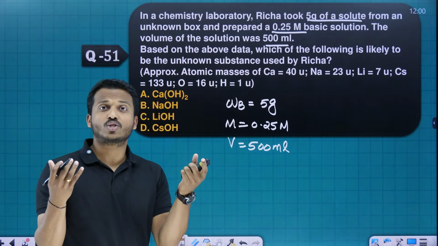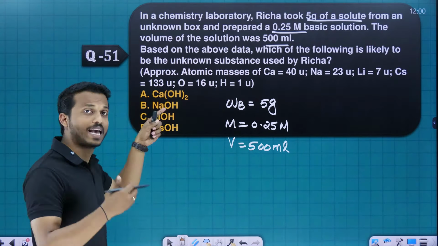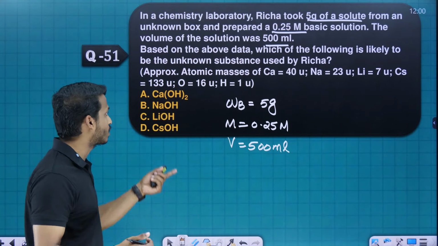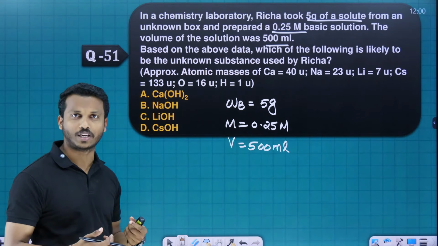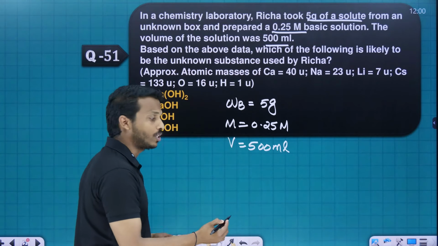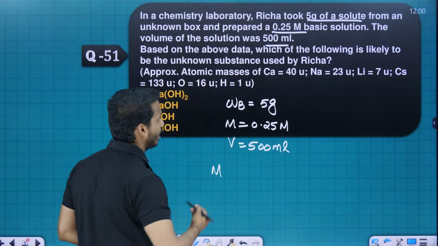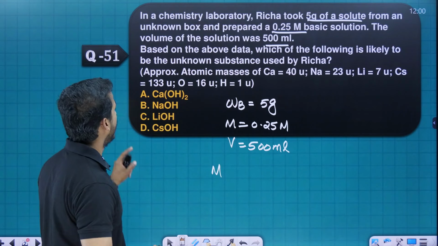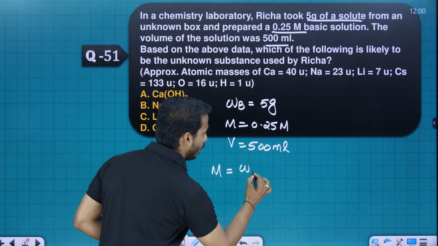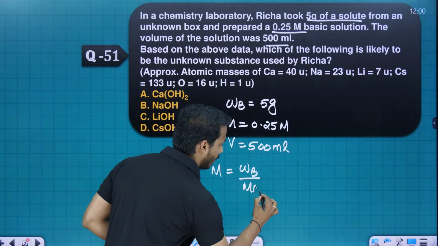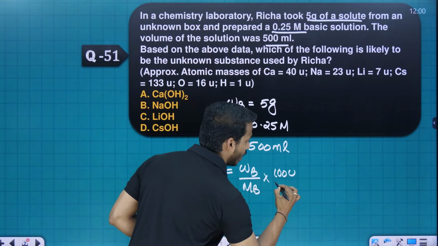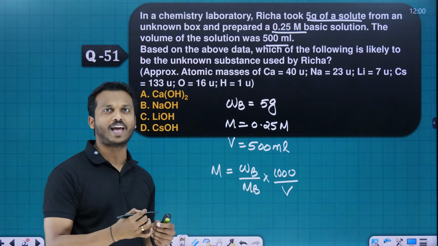Means they're asking what is the solute used, whether it is calcium hydroxide, sodium hydroxide, lithium hydroxide or cesium hydroxide. Very simple. We have the equation for molarity, right? What is that molarity? If it is given, molarity is equal to what? WB divided by MB into 1000 divided by volume. That is the expression for molarity.